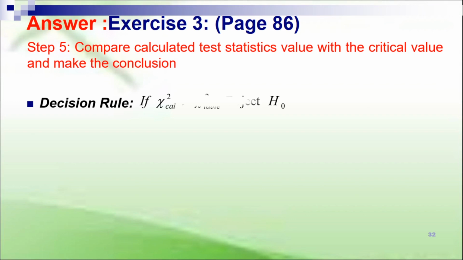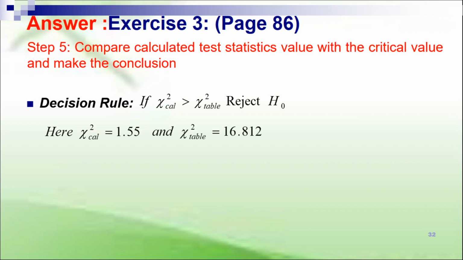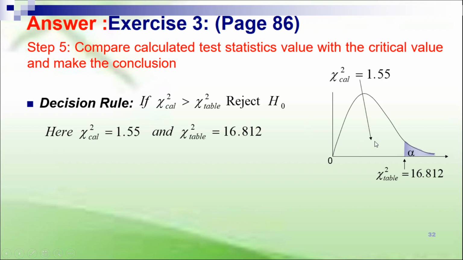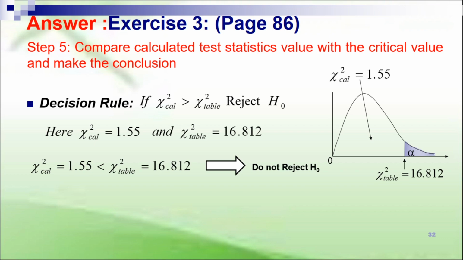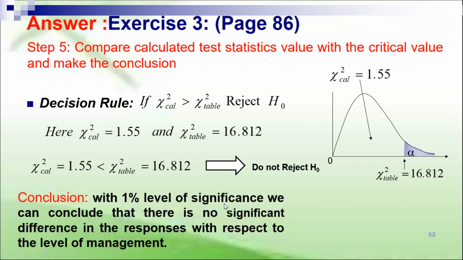Then compare the two values, the calculated value with the table value. Our calculated value equals 1.55, table value equals 16.812. In this example we can see chi-square calculated is less than the table value. Therefore this value belongs to the non-rejection region. Therefore our decision: no evidence to reject H0, do not reject H0. Therefore conclusion: with 1% level of significance we can conclude that there is no significant difference in the responses with respect to the level of management. In that way you can apply the chi-square test to check whether there is any relationship between two qualitative variables.